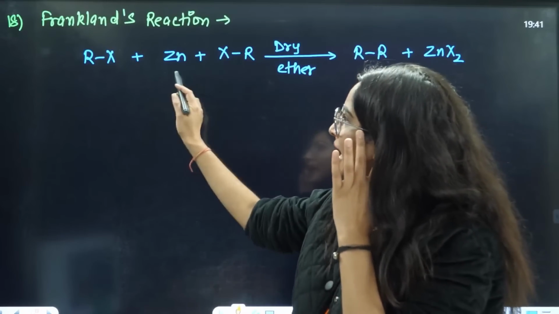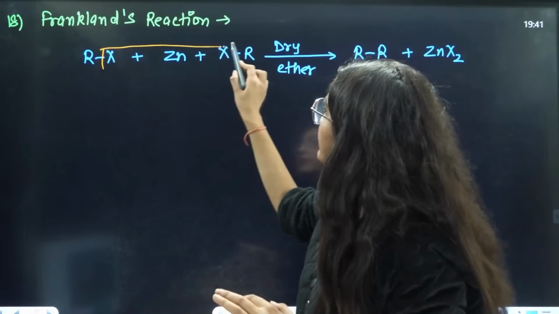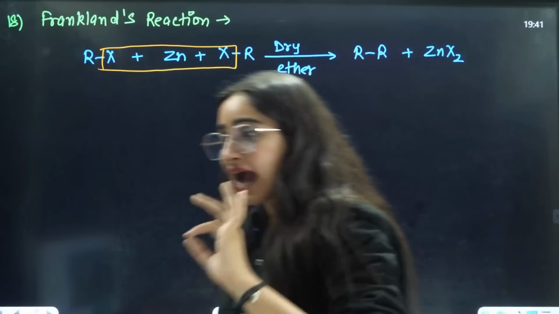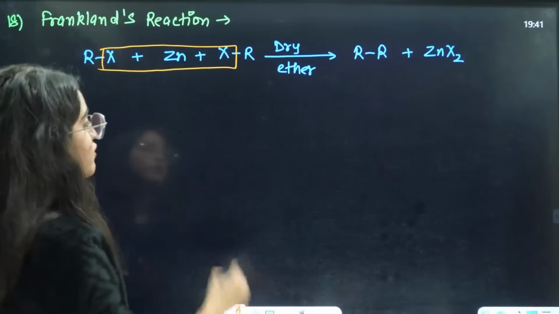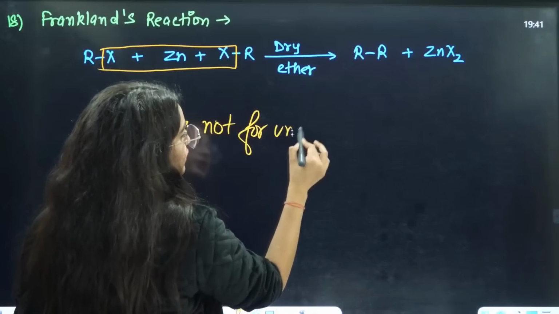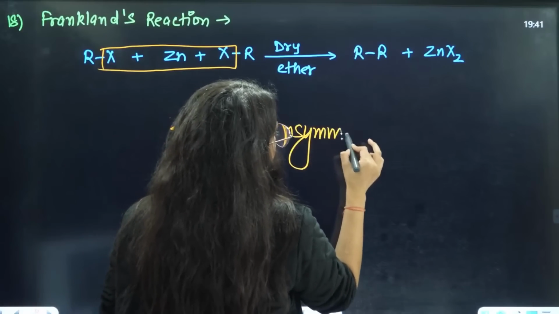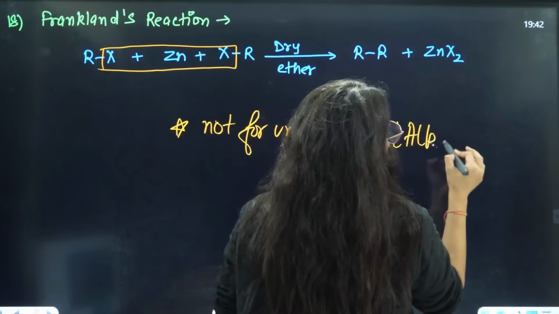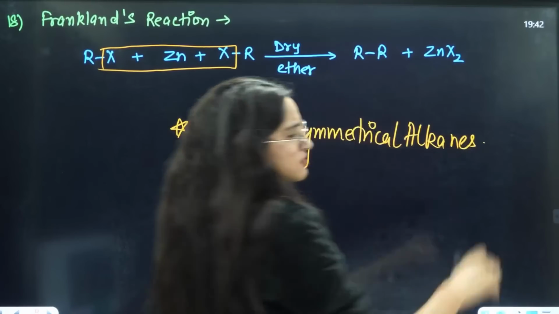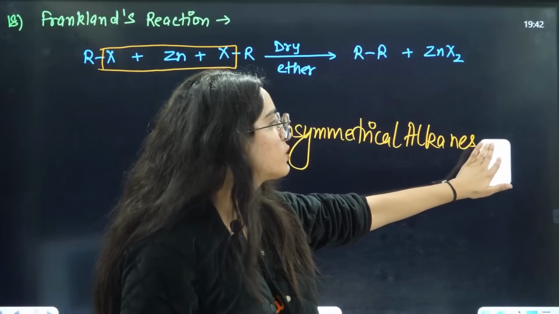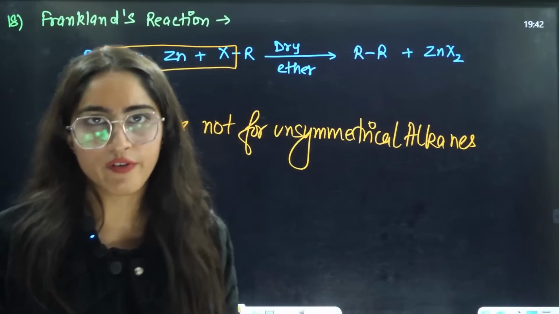Here also you have alkyl halide and Zn, and this will be eliminated and you will have the formation of R-R. And this Frankland reaction is also not for unsymmetrical alkanes. That's why it's not very famous. Wurtz reaction is more famous and mostly they ask questions from Wurtz reaction, right?